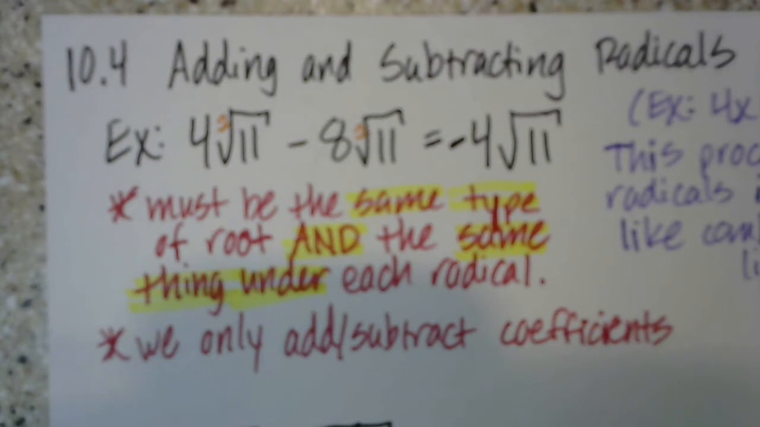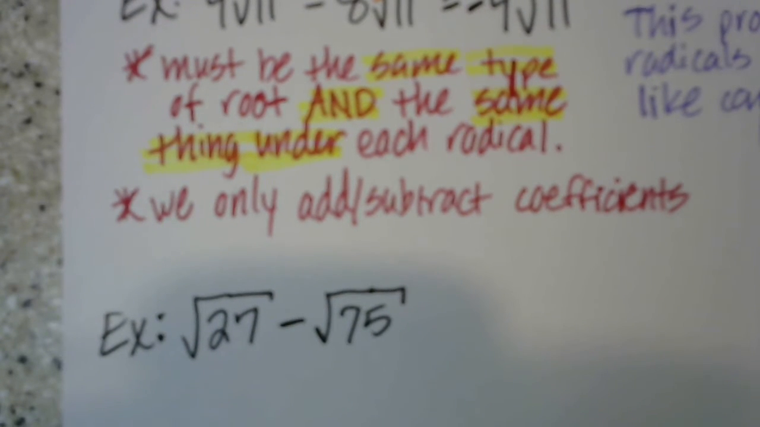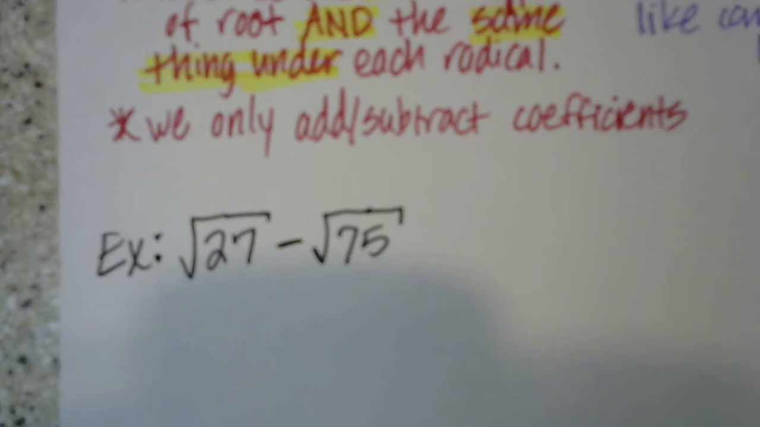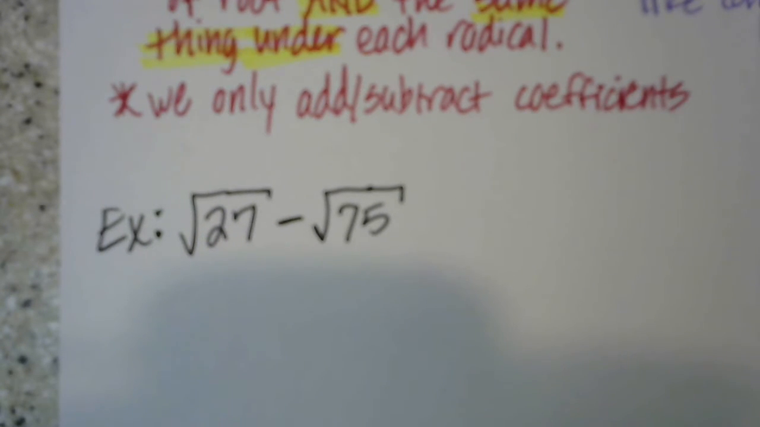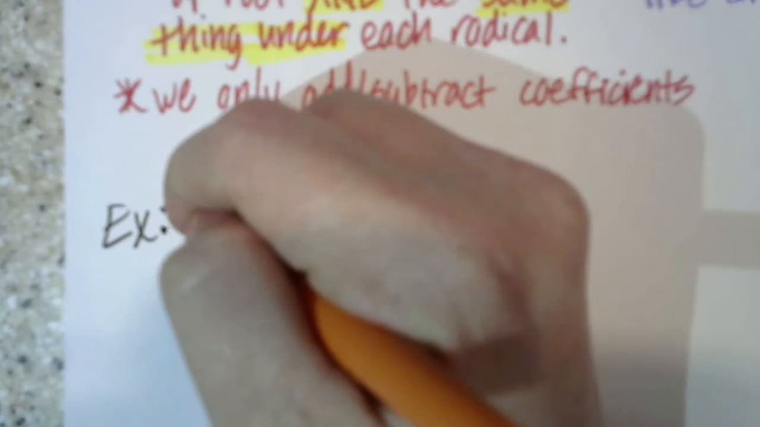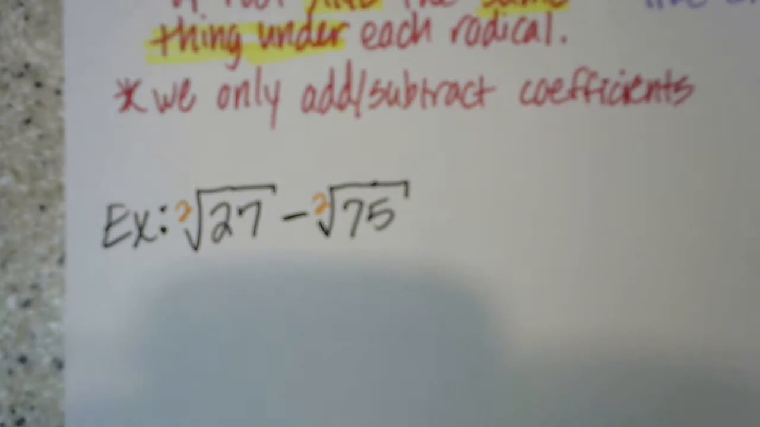Okay, so we're going to do a handful of these, because some of these are easy and some of them are difficult. So there's 6 examples we're going to do of just adding and subtracting. The first one is the square root of 27 minus the square root of 75. Well, they're the same type of radical, but there's not the same thing underneath.